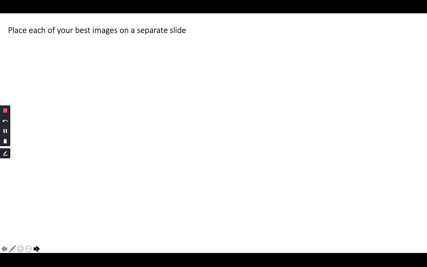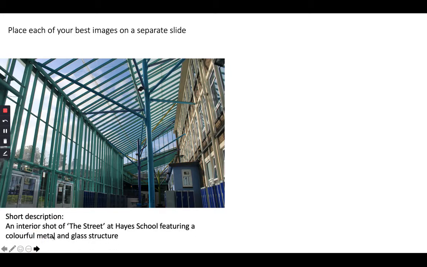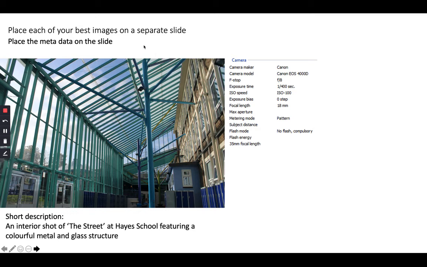I want you to place each of your best images on a separate slide. So you need to do this, what I'm about to show you, 10 times. Here's one I found in the folder, a very good one, of the street. I want you to put a short description. So here I've got an example: an interior shot of the street at Hayes School featuring a colorful metal and glass structure. You need to place the metadata on each slide.